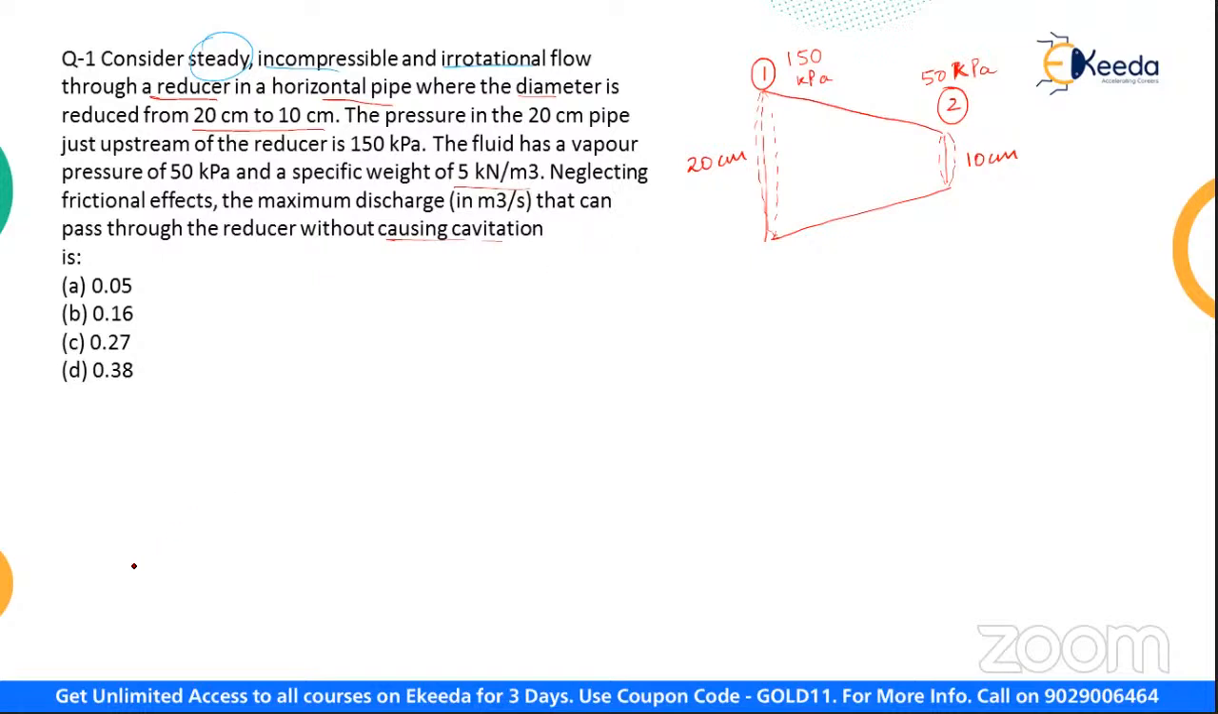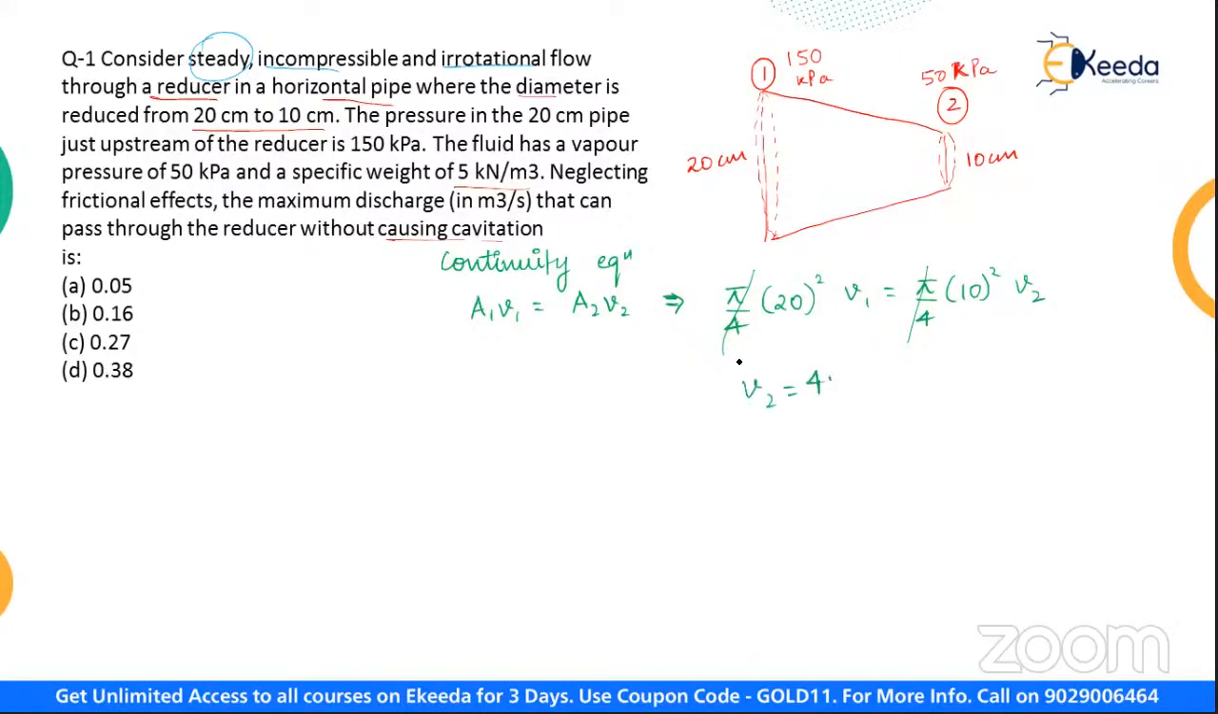So first of all, we know from the continuity equation that A1 V1 is equal to A2 V2. Now this A1 will be pi by 4 into 20 square, V1 is not known. Then it will be pi by 4 into 10 square into V2, V2 is also not known. Now from here, if we compare these two, this pi by 4 will be cancelled out, and this will be 400, that is the square, and 100. So that V1 value.